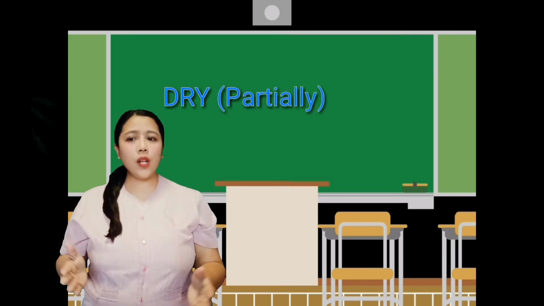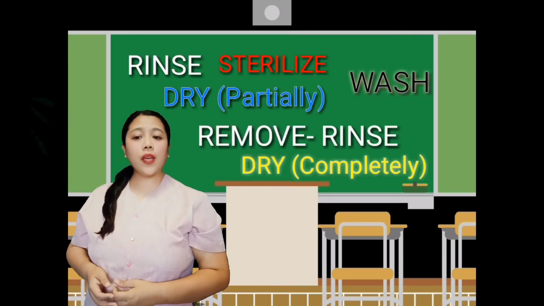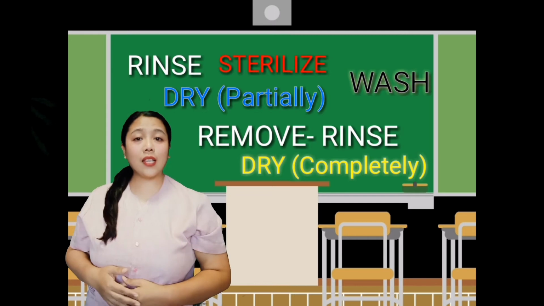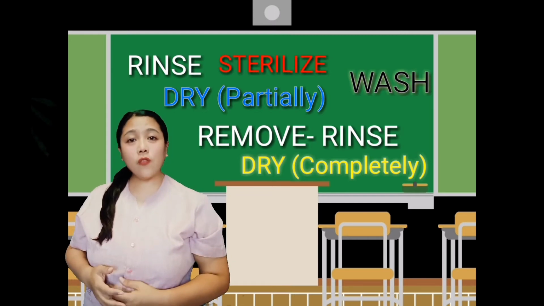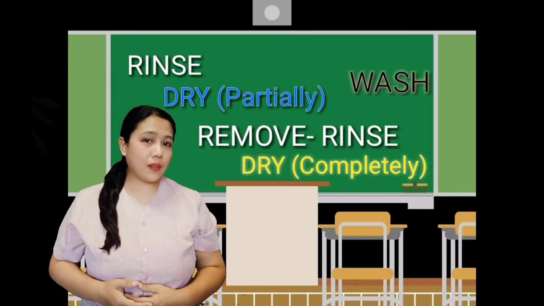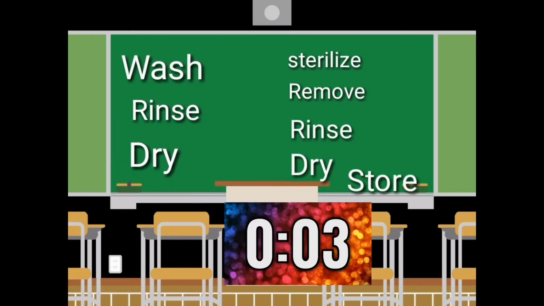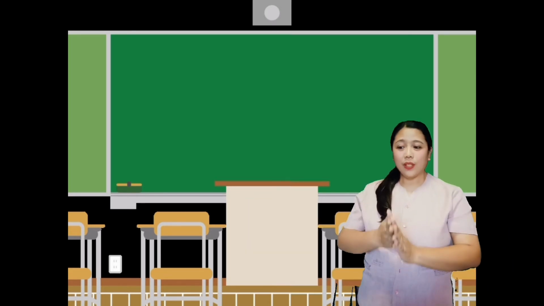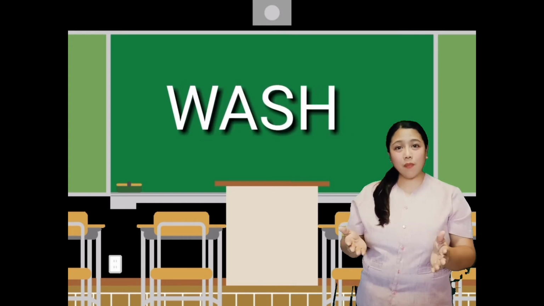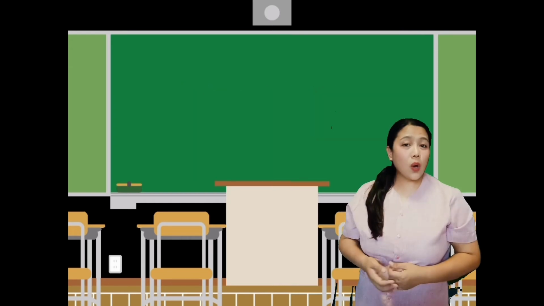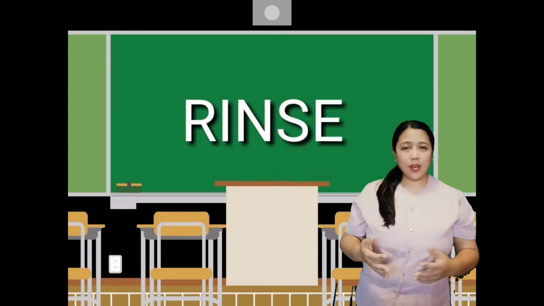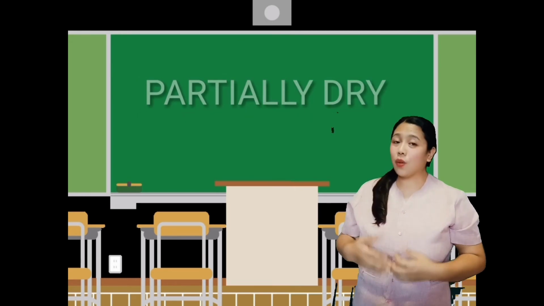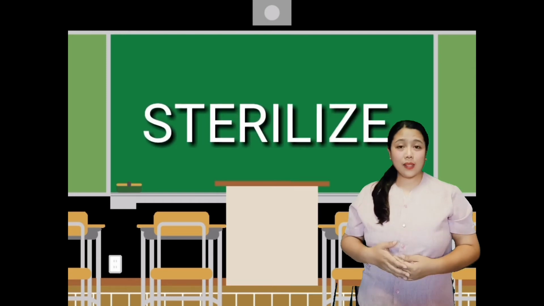This time, we will have an activity. You are going to arrange the words that describe the steps in sanitizing and sterilizing metal tools. I am only giving you 5 seconds to arrange. Very good! First, you're going to wash the implements. So after washing, you have to rinse. Then after rinsing, you're going to dry. So after drying, you're going to sterilize.